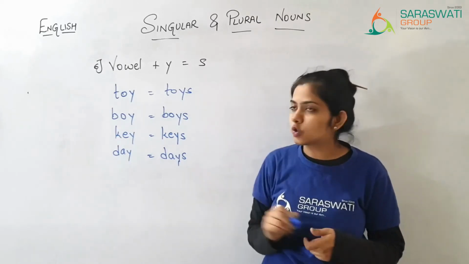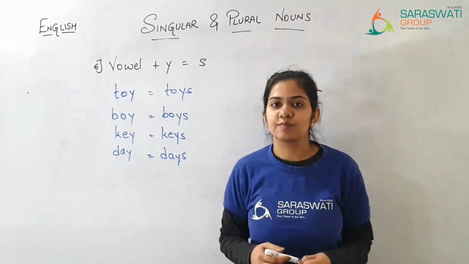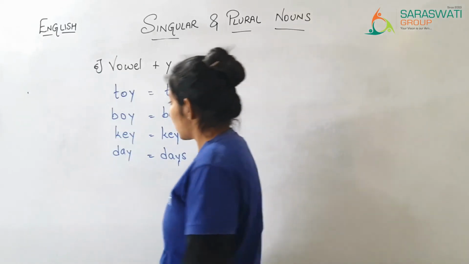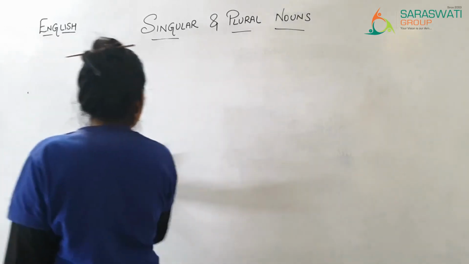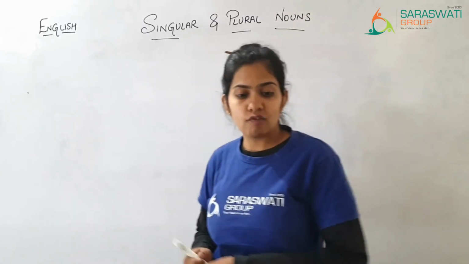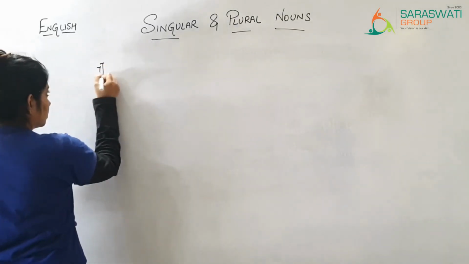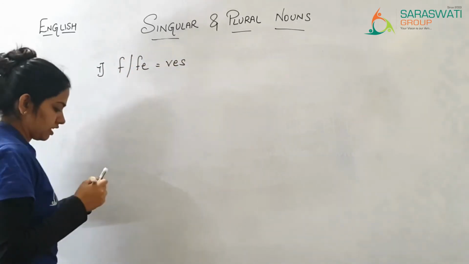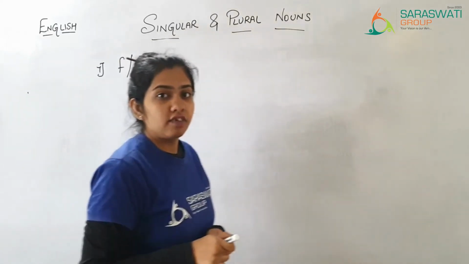So this is our 6th rule. Note this down in your book. Now comes our 7th rule. Now the 7th rule is F or FE, then VES. When the word is ending with F or FE, then we will change it to ves.